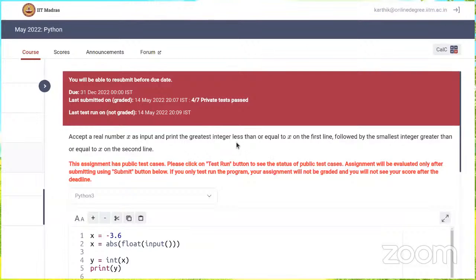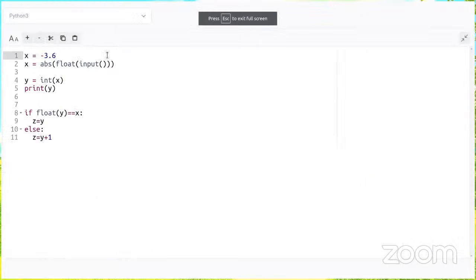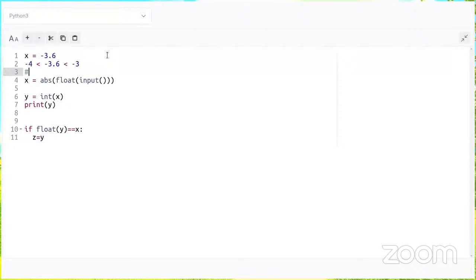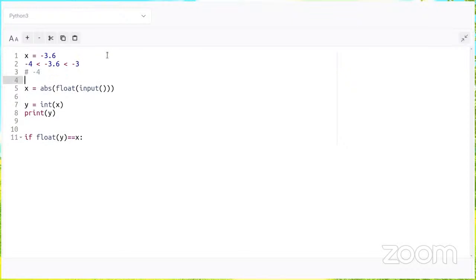Greatest integer less than or equal to x, right? Greatest integer less than minus 3.6 is what? Minus 4, right? So it should print minus 3 and then minus 4. So greatest integer less than the given value. Yeah, this is the number line, right? So yes, minus 4 and minus 3. This is what ideally we expect.